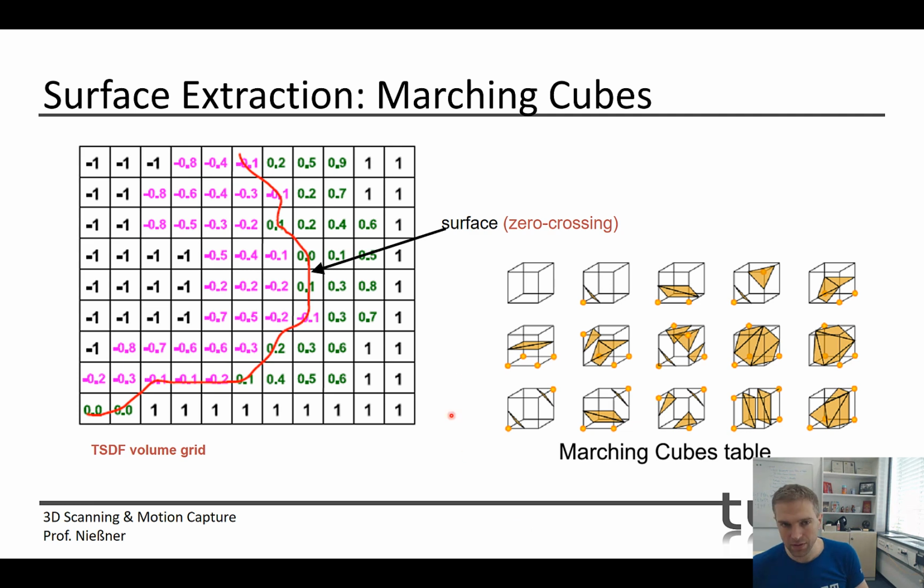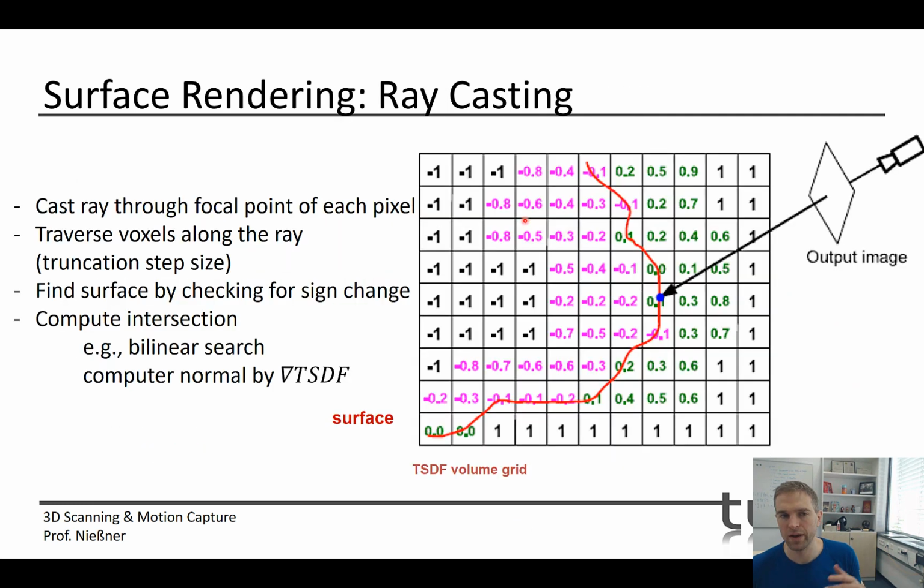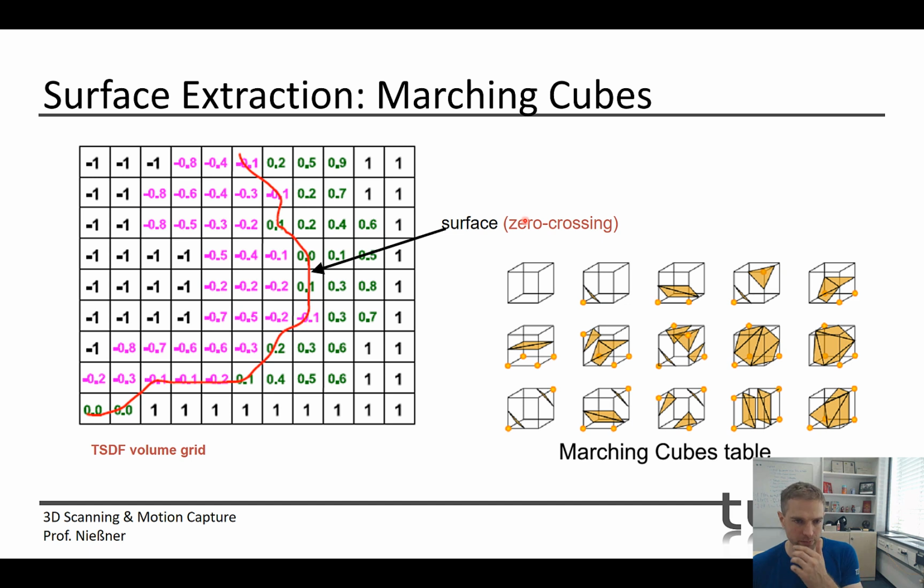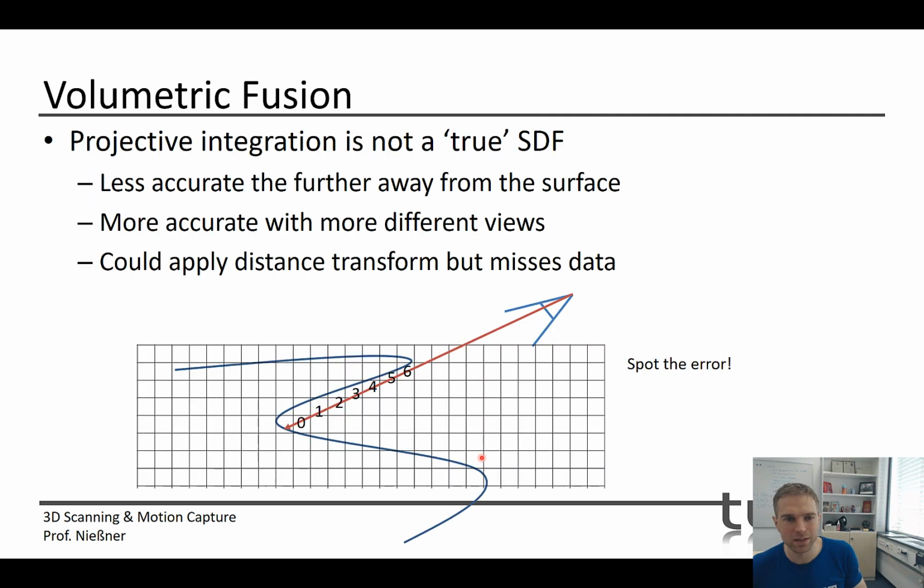Okay, so these are the things we can do with the reconstruction. So we have the raycasting and we have the marching cubes. Okay, but the integration we've just talked about. There's a few things I want to talk about, so a bit more for your understanding. There's one cool concept. Well, there's a few cool concepts of it.